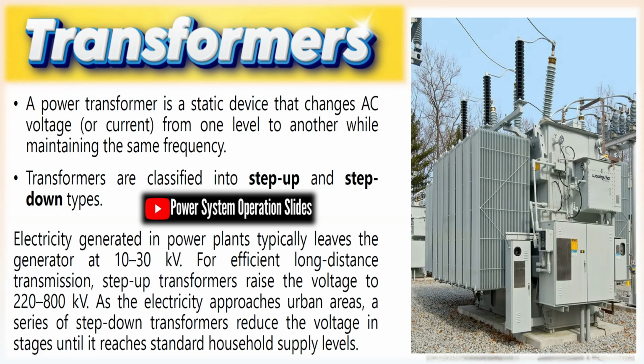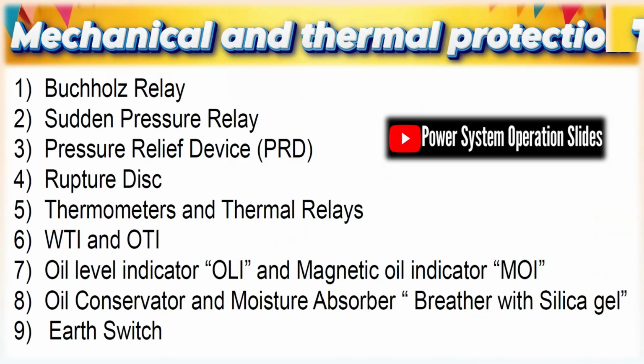Buchholz relay. A Buchholz relay detects internal transformer faults by sensing gas accumulation or sudden oil movement. It provides alarm and trip functions for early protection of oil-filled units. Gas sampling supports diagnostic analysis.